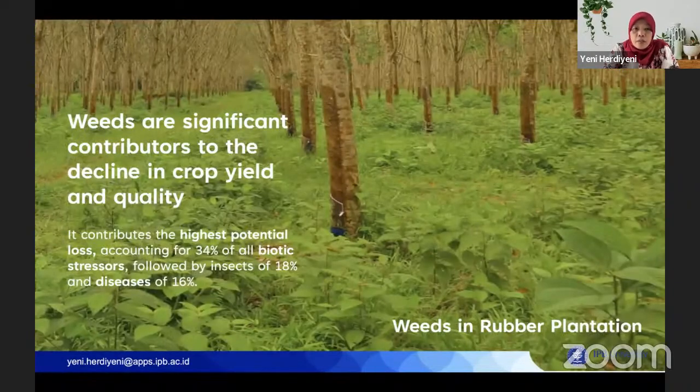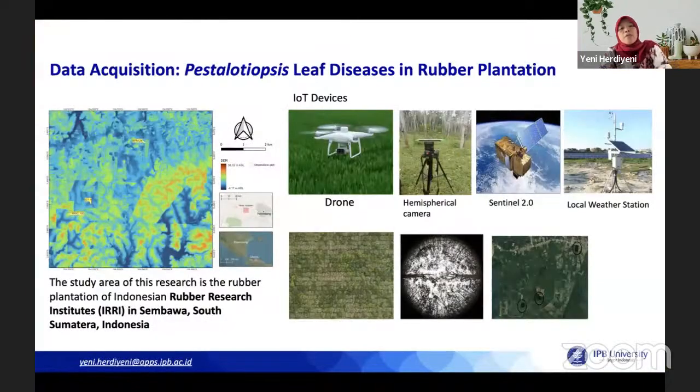We also found challenges in this research work: weeds on the ground because of the disease. The canopy opens because of the leaf fall, and this is also a significant contributor to the decline in crop yield and quality. So we worked on these problems.